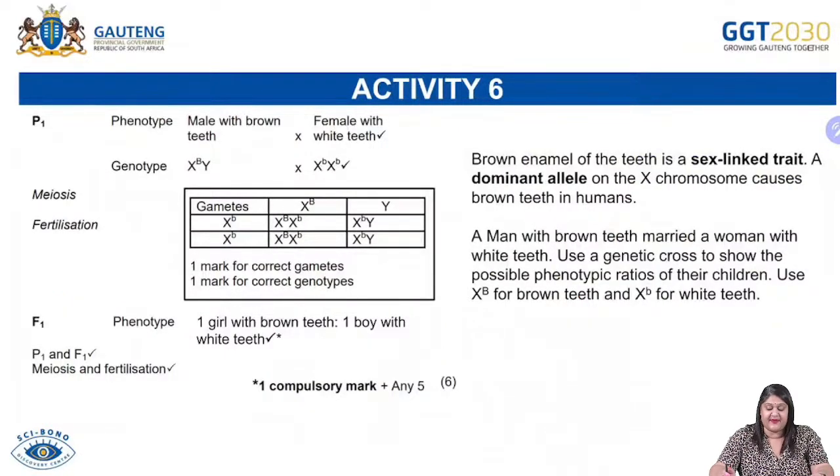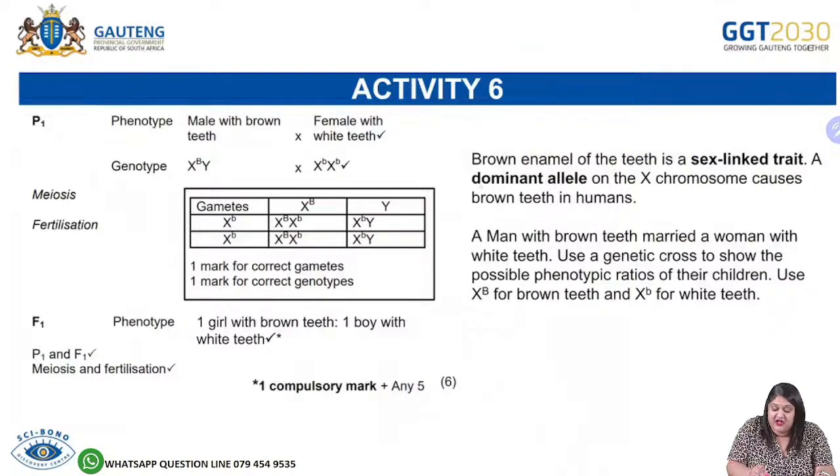It's already up here, but this is an activity that we do together. Brown enamel of teeth is a sex-linked trait. A dominant allele on the X chromosome causes brown teeth in humans. So that's actually a thing, and it's carried on the X chromosome, and it is by a dominant allele.